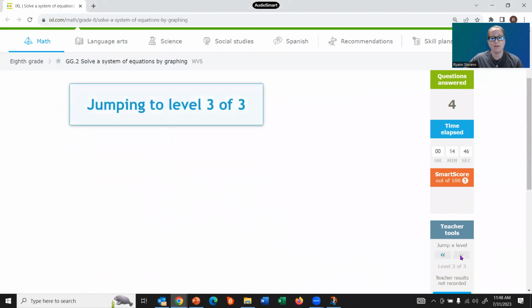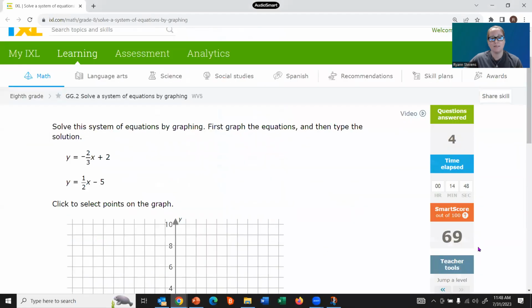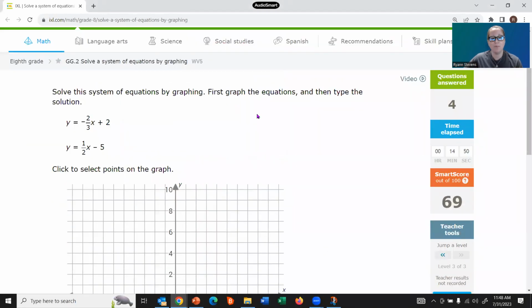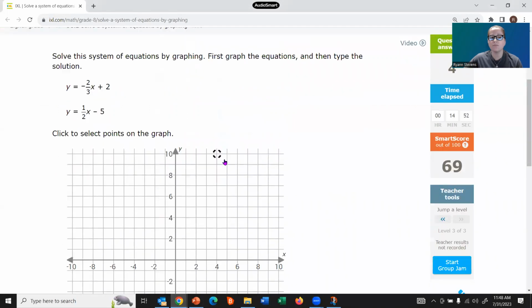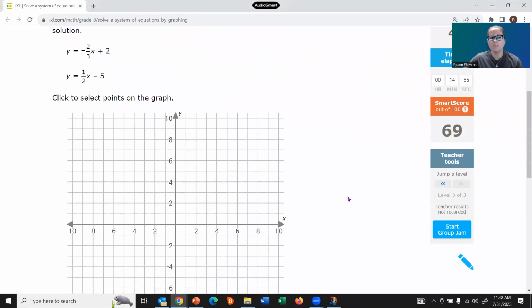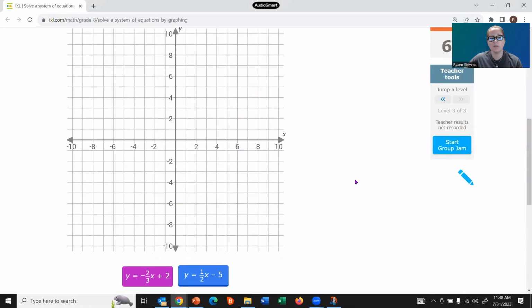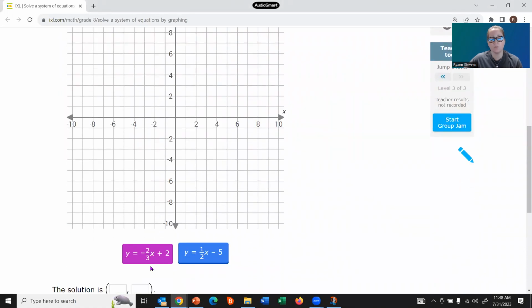Well, let's jump a little bit and see if we can find another type of question. So in this one, again, we're solving systems of equations. I'm going to scroll down a little bit. We've got the purple equation is y equals negative 2/3 x plus 2. And then the lighter blue is y equals 1/2 x minus 5. So when we look at this, we've got our slope-intercept form of y equals mx plus b.